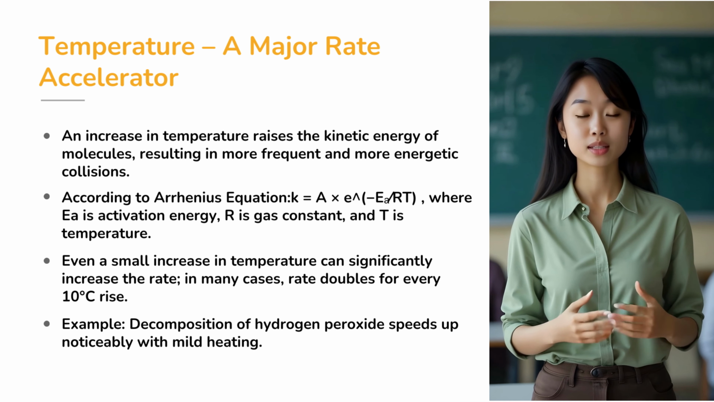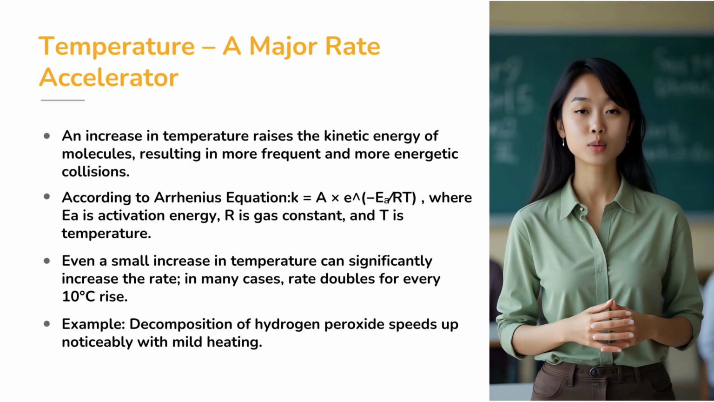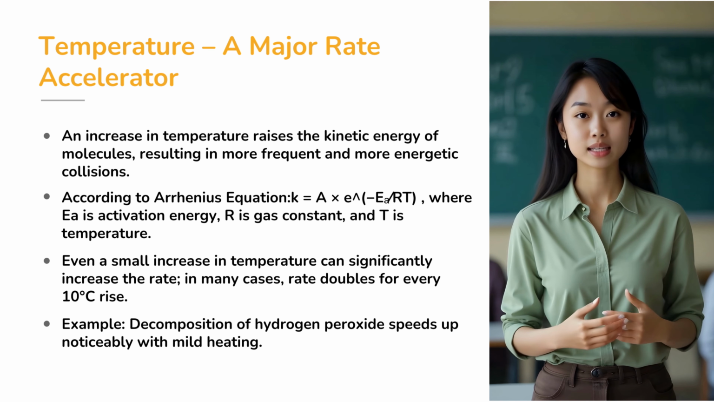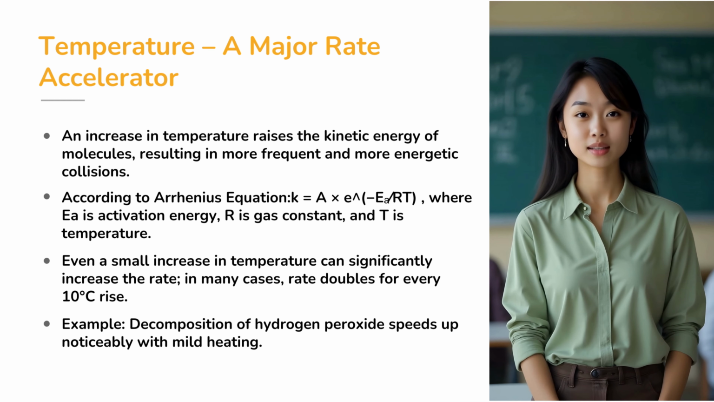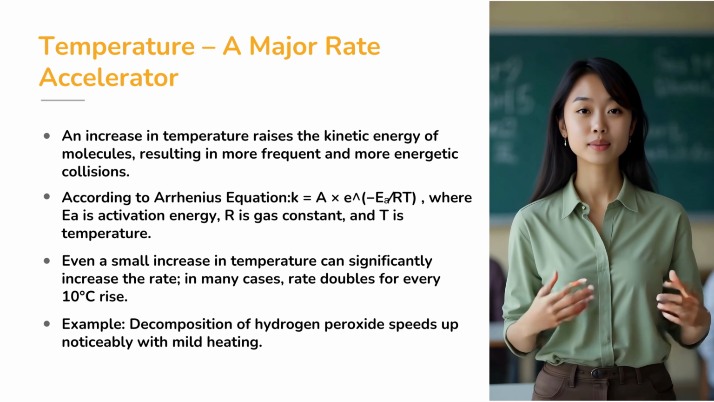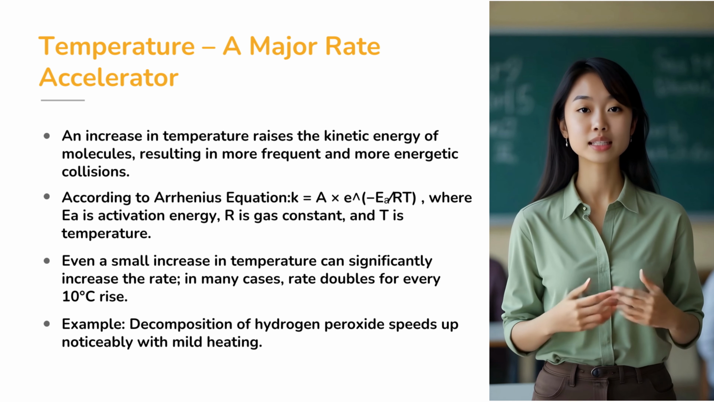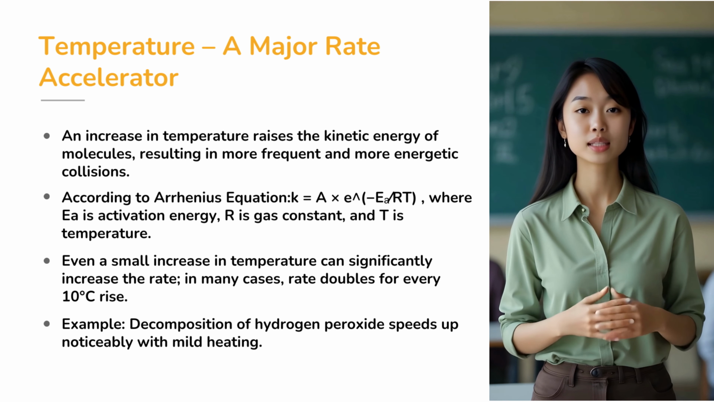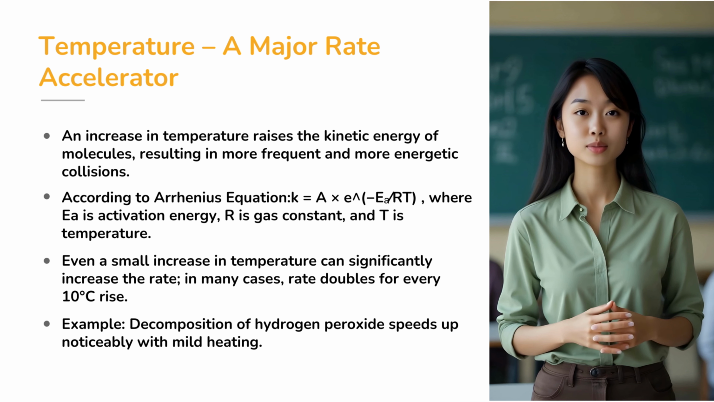This relationship is captured by the Arrhenius equation, which reads k equals A times e raised to the power negative Ea divided by RT, where Ea is the activation energy, R is the gas constant, and T is the absolute temperature in Kelvin. Even a small temperature increase can make a big difference. A 10 degrees Celsius rise can double the reaction rate in many systems.